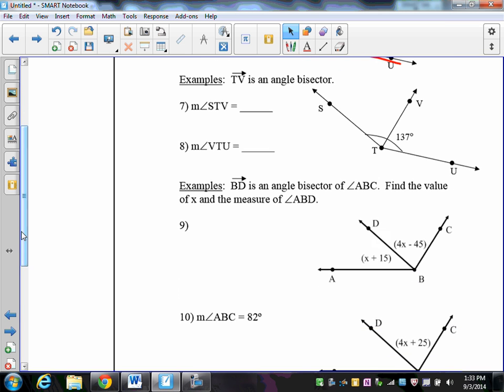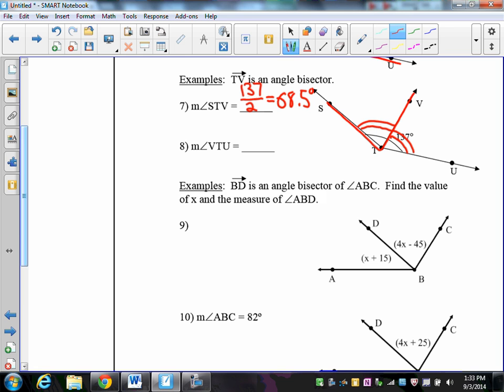Numbers 7 and 8, again, we have ray TV as an angle bisector. So we're asked to find the measure of angle STV. STV is right here. Since it's an angle bisector, I know that this angle, I'm going to put 2 angle marks, is congruent to that angle. So the 2 smaller angles are the same. So since the whole thing's 137, we just need to cut it in half. We need to divide by 2. And whenever we do that, we get 68.5 degrees.